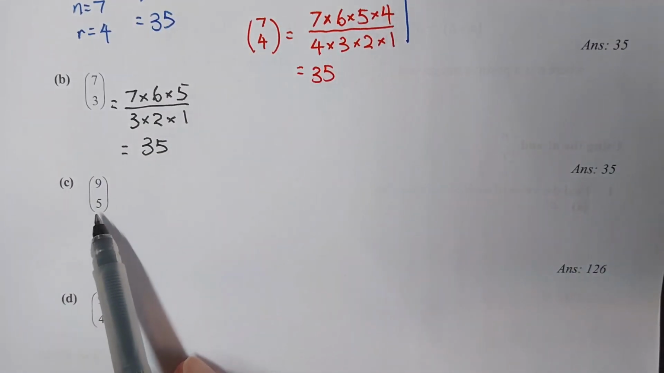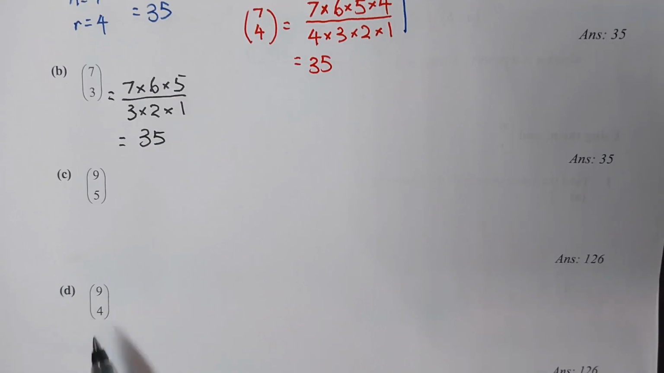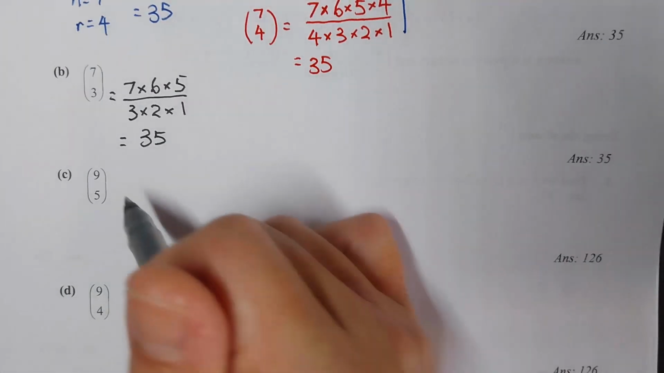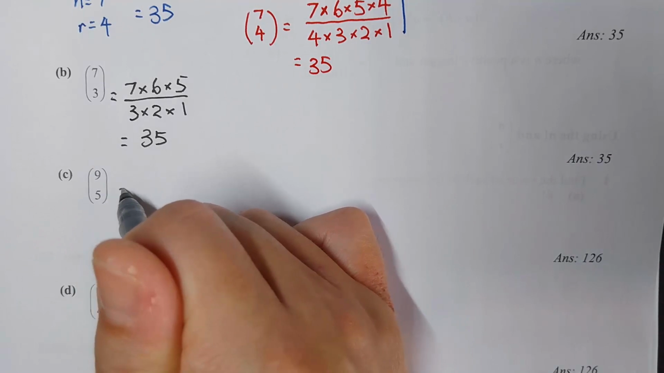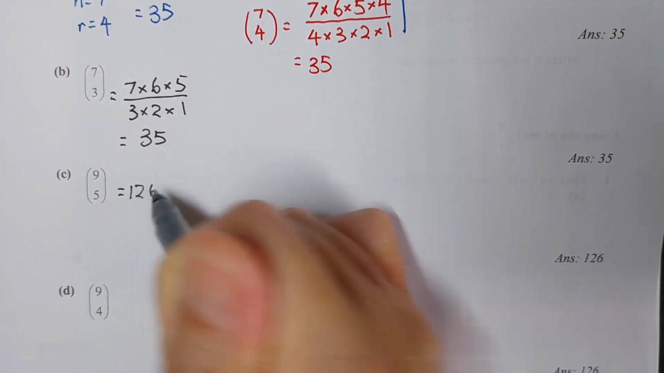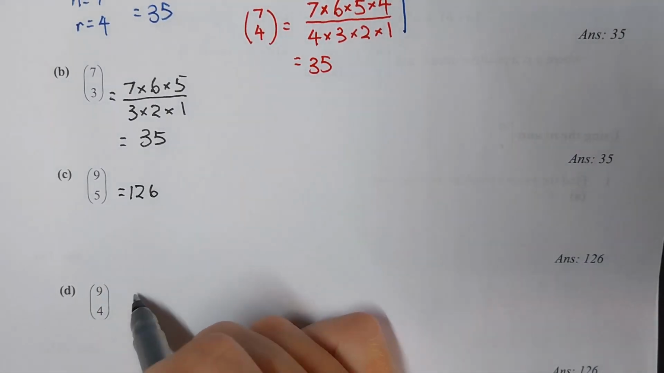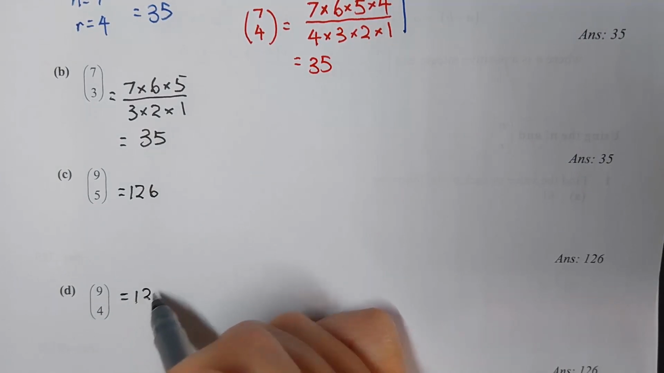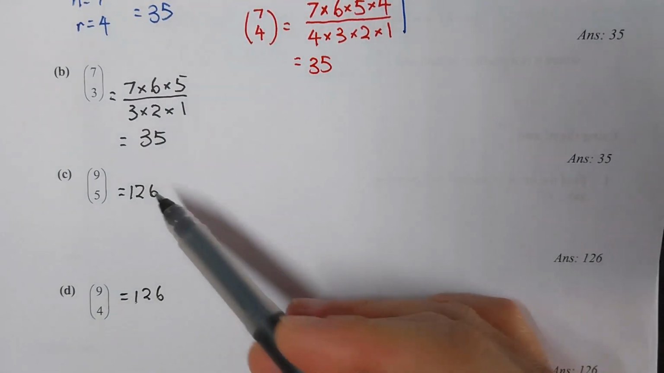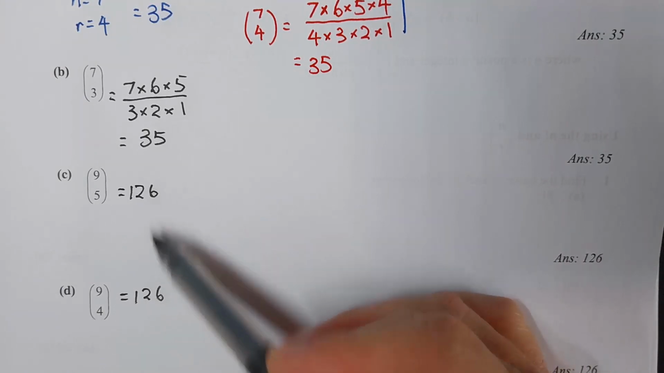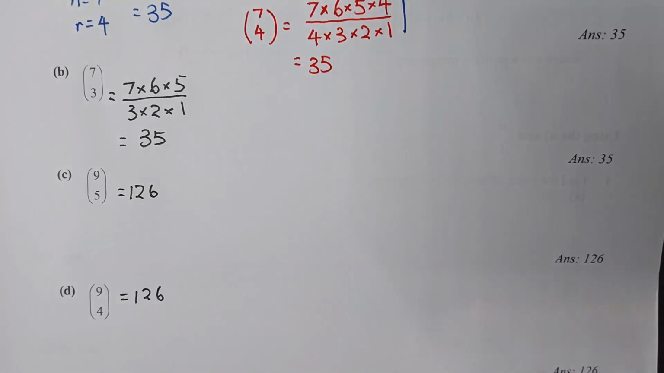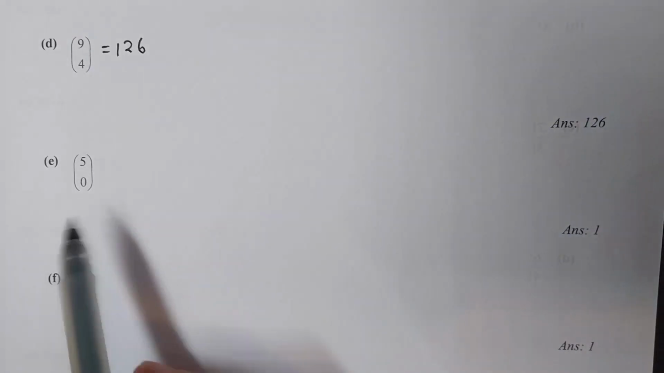So, why don't you try 9 choose 5 and 9 choose 4? For 9 choose 5, you'll get 126. For 9 choose 4, you will also get 126. Once again, you realize that these two values are the same. Are you able to see a pattern here? If not, let's try one more time.